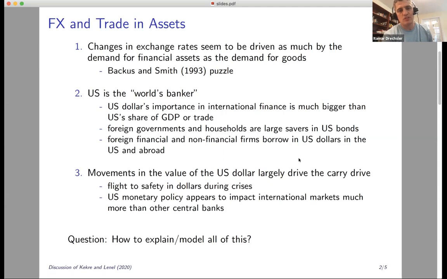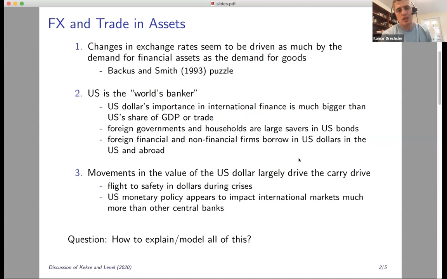The stylized fact at the focus of this demand for financial assets is the role of the dollar as the global reserve currency. And this seems to be related to what appears to be the role of the US as the world's banker. If you look at the US dollar's importance in international finance, both in the invoicing of trade, but also the size of dollar borrowing, the size of the US stock market, it's much bigger as a share of the world than is the US's share at this point of GDP and certainly trade.